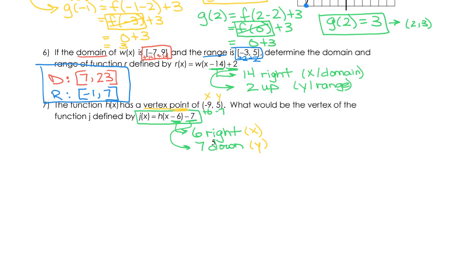And so my new turning point, or my new vertex, the vertex of j of x is -9 plus 6, which is going to get me at -3. And 5 minus 7 will put me at -2. All right, so the vertex of j of x is at -3, -2.